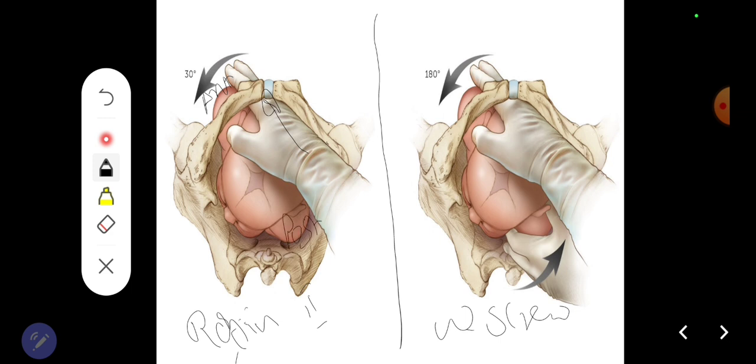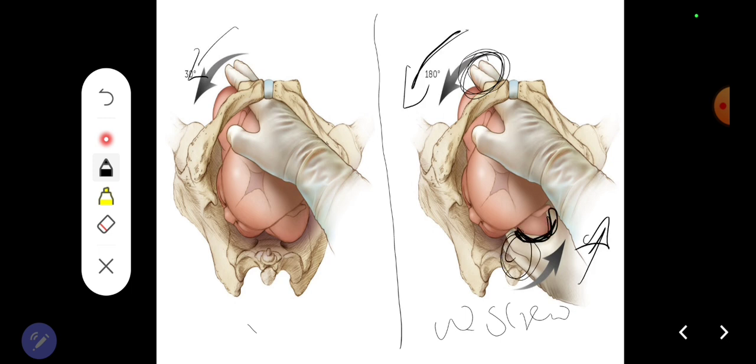Try to raise the posterior aspect of this shoulder and rotate to change the diameter from anterior posterior to oblique diameter. In wood screw, two fingers are inside at the posterior aspect of the anterior shoulder, and we add another two fingers in the anterior aspect of the posterior shoulder. By this, we will also change the diameter from the anterior posterior diameter to an oblique one.